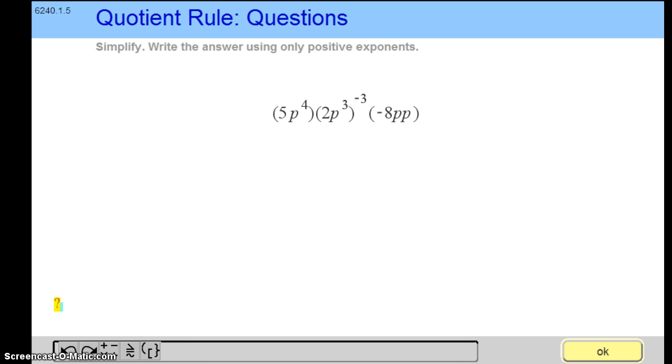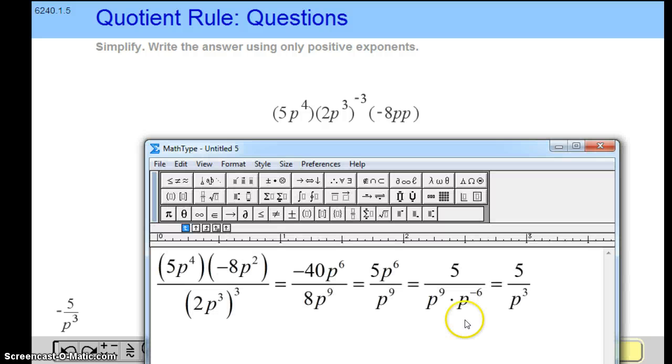So let's take a look at our answer. Oh, I might have dropped a negative in there. Yeah, I think I dropped the negative here, so I just messed that up. So there should be a negative there. The answer is negative 5 over p to the 3.